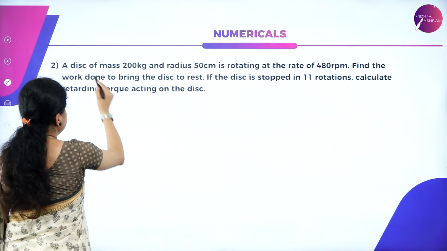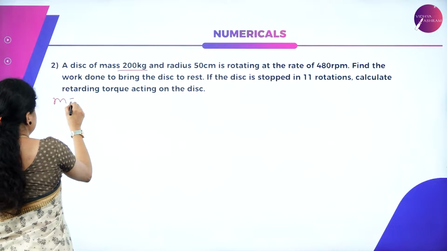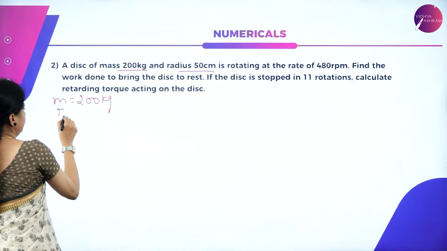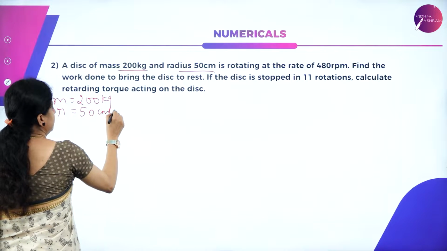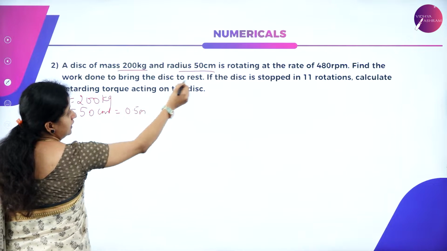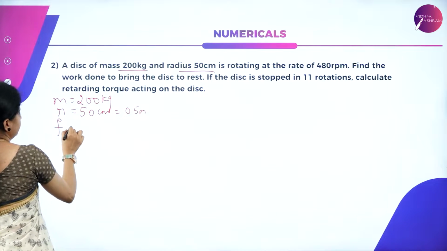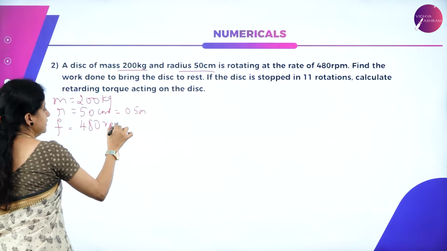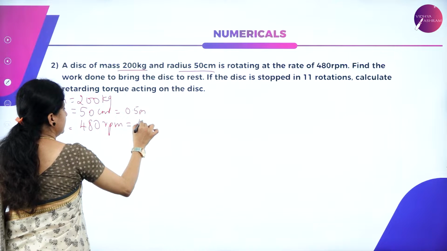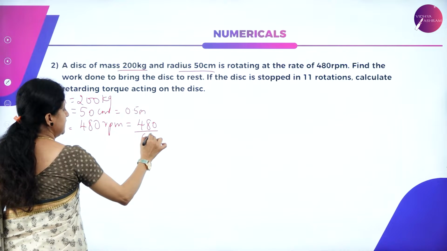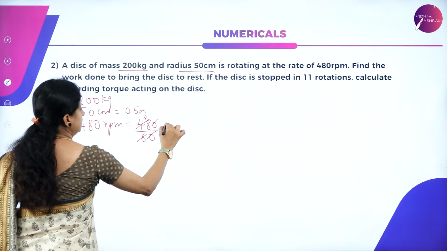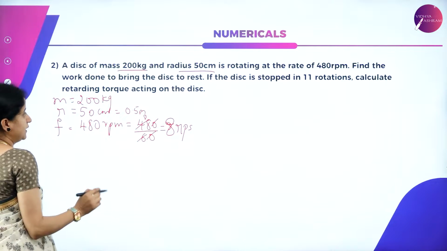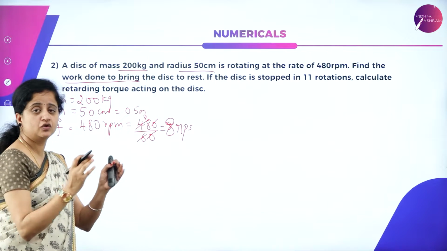So the next problem is a disc of mass 200 kg. Mass of the disc is given as 200 kg and radius 50 centimeter, so it can be written as 0.5 meter, rotating at the rate of 480 rotations per minute, that is 480 rpm. We have to represent this in seconds. So we will get 480 divided by 60, that is 8 rotations per second.